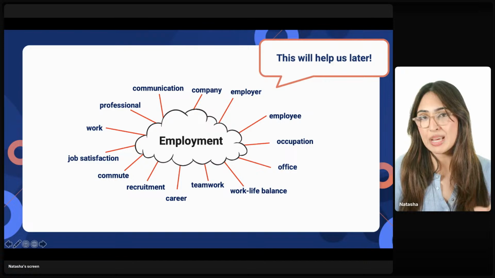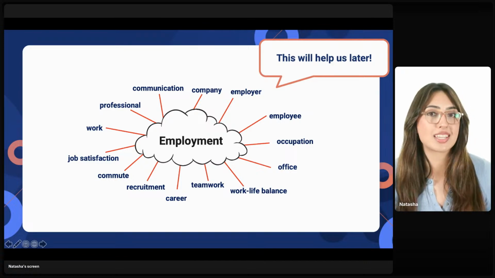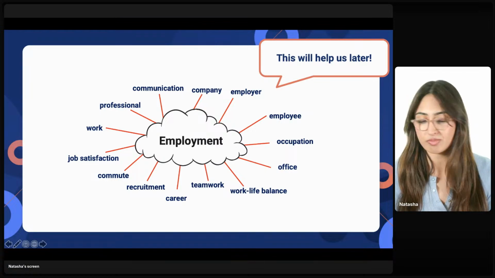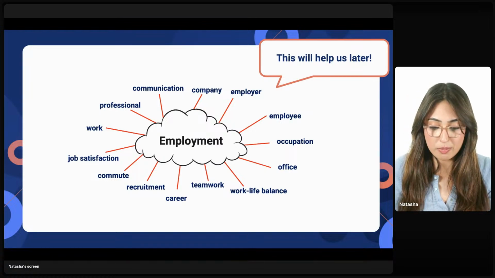Now, keep this in the back of your mind. It's going to help us later in our essay, so make sure you keep it in mind. Before we proceed, I want to make an important point about vocabulary.